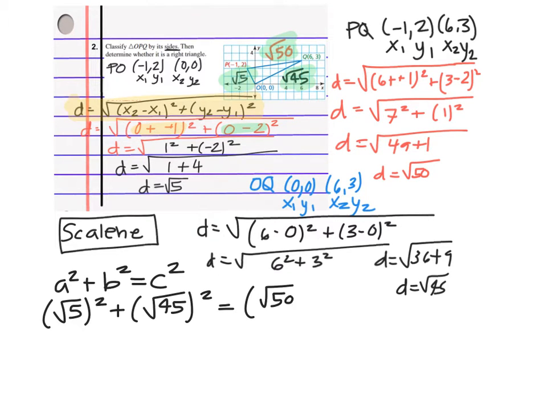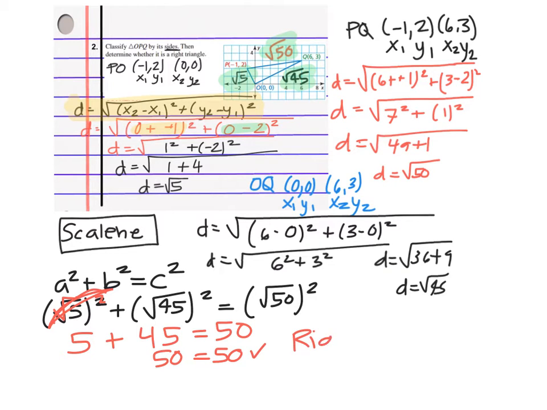When you use the Pythagorean theorem, the c has to be the biggest side. So 50 has to go at the end. Then the other thing that comes up when you have a square root and a square, they basically cancel each other. I'm left with a plain 5, plain 45 and a plain 50. And since I get 50 and 50, yes, this is a right triangle.